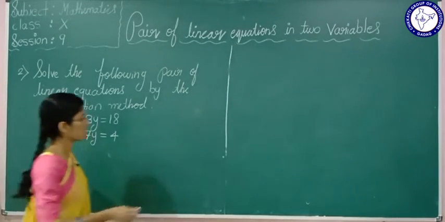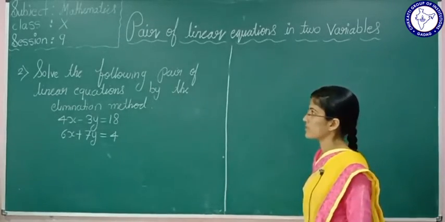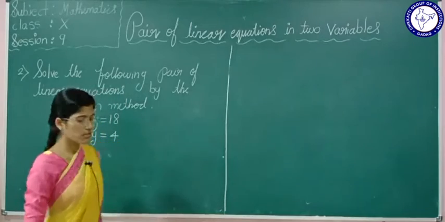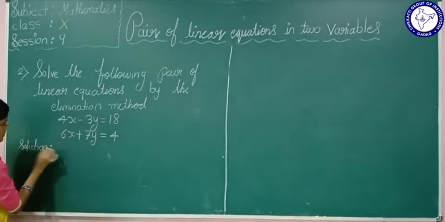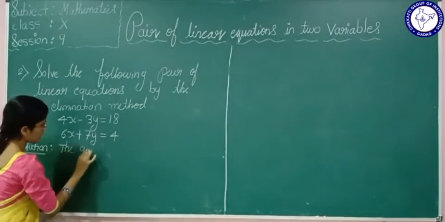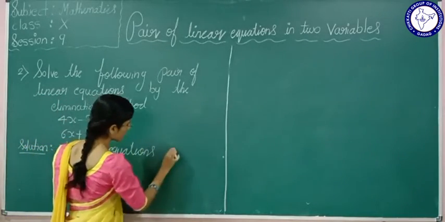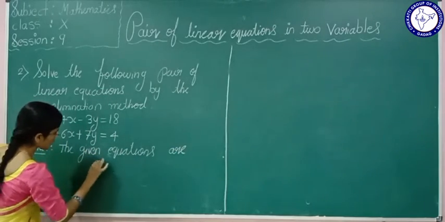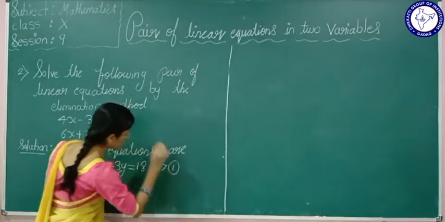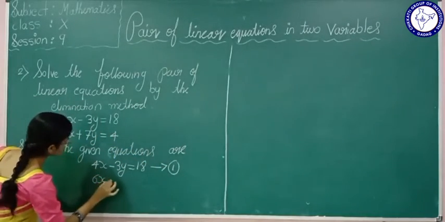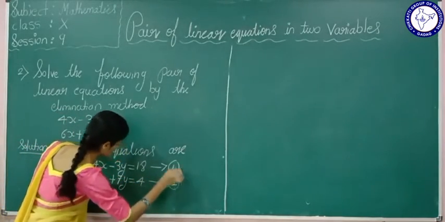Now see here student, the second problem again we have to solve by elimination method. Now we will write whatever they have given. Solution. The given equations are 4x minus 3y is equal to 18. Call this equation number 1. Second equation, 6x plus 7y is equal to 4. Equation number 2.